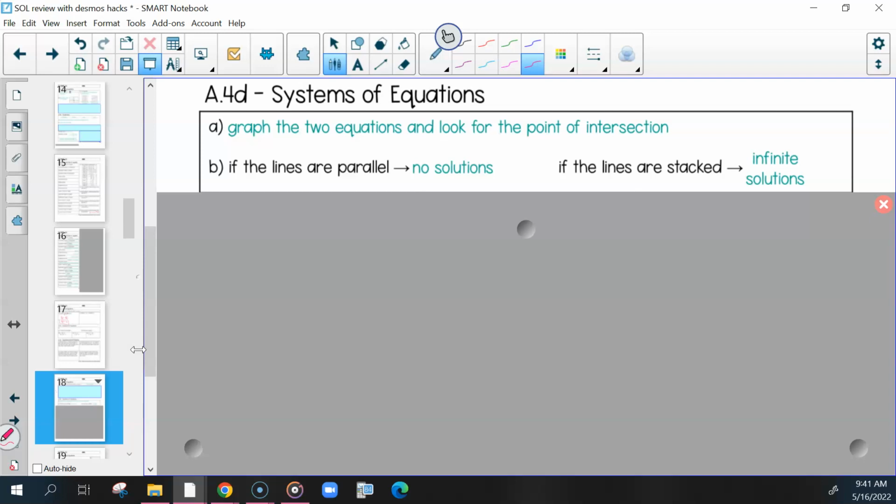Yeah, a lot of these hacks are the same for things. Do we have questions? I want to see 18, 19, or 20 in Desmos.